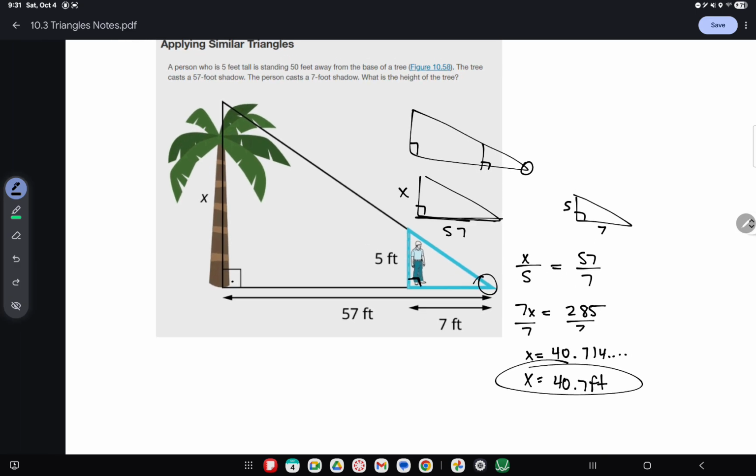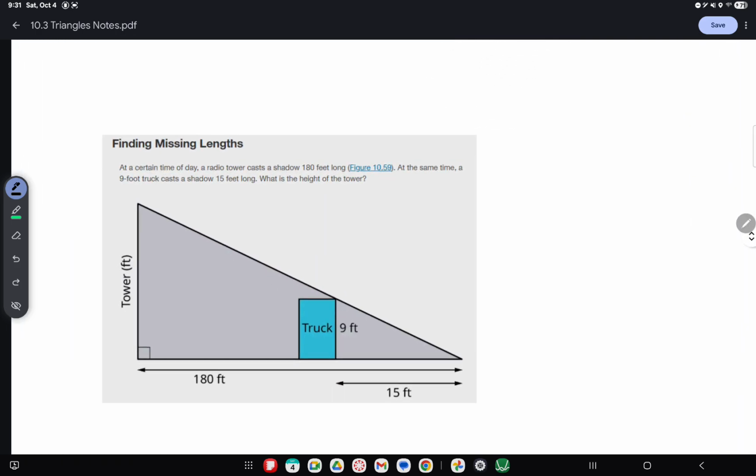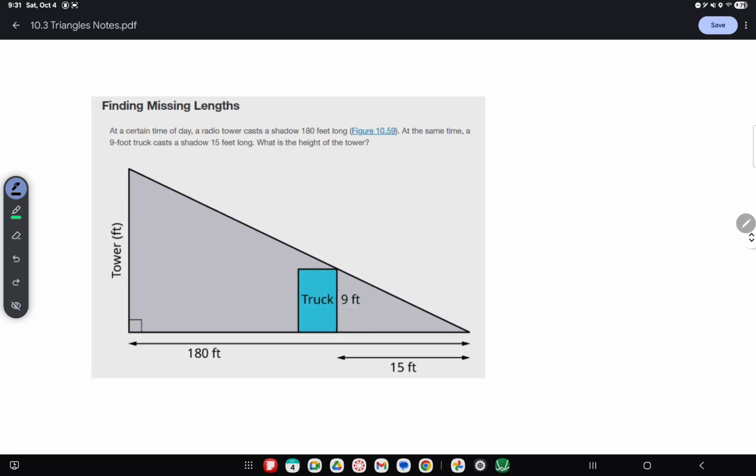Let's try another situation. So at a certain time of the day, a radio tower cast a shadow that's 180 feet long. At the same time, a 9-foot truck casts a shadow that's 15 feet long. What's the height of the tower? So very, very similar. I could separate it into 2 triangles, and I know that this bottom one is 180 feet, and I want to find this one. And then in the other triangle is 15 feet and 9 feet.